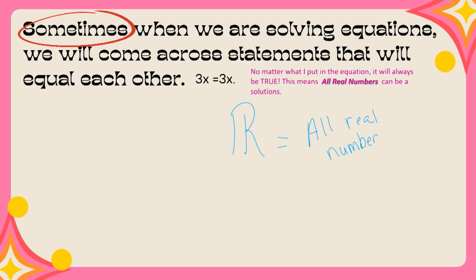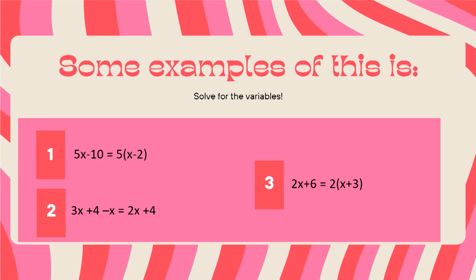All right, so here we go. Some examples of this: solve for the variable. So let's see. I see a parentheses, so I'm going to have to distribute and get 5x minus 10. Well, look at there. It's the same expression on both sides of the equation. So no matter what I do, no matter if I put 1 million in there, it's still going to make this equation true. So let's look at number 2.